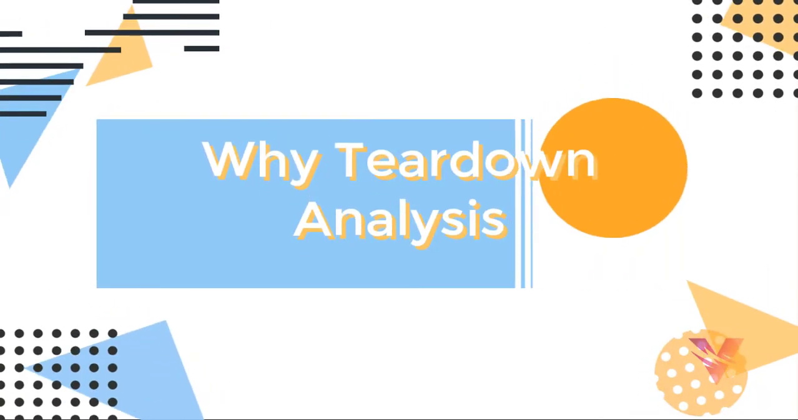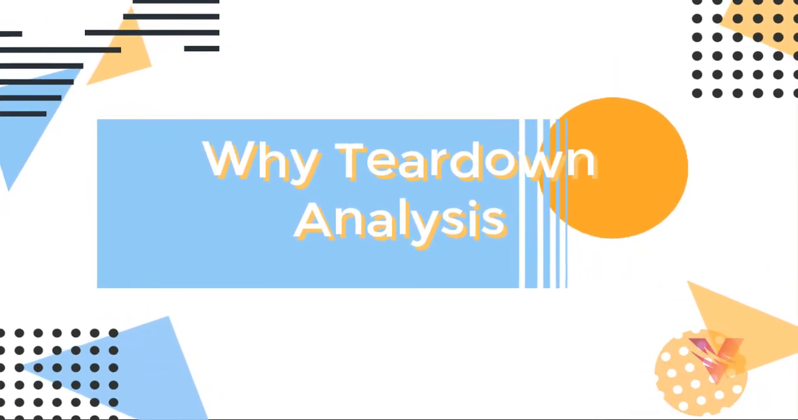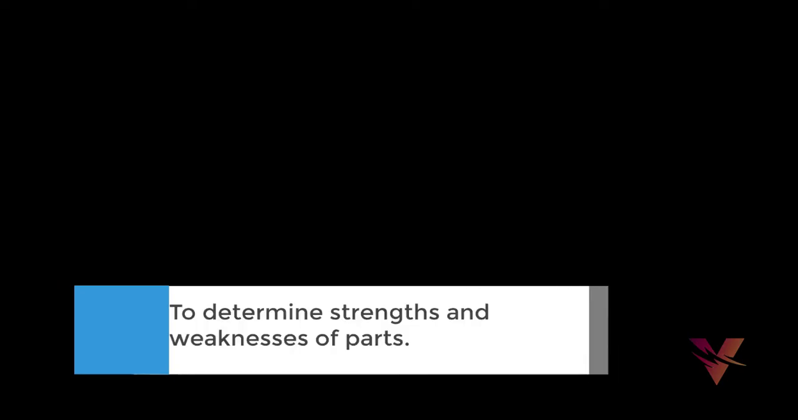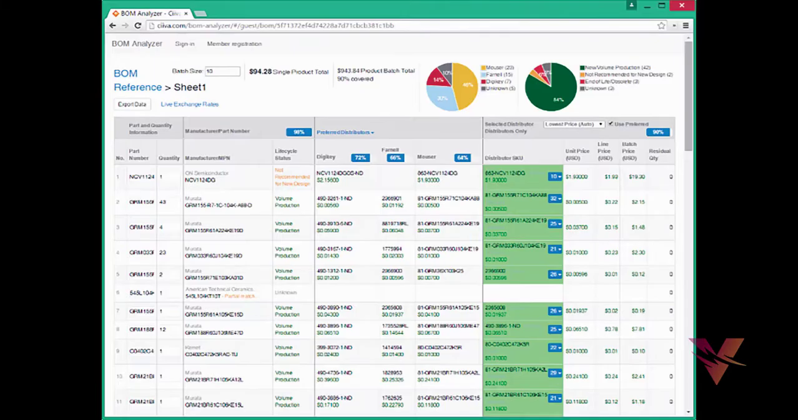So the next question we might ask is, why do we need to perform disassembly or tear down analysis? So the answer for this is to analyze an existing product and determine its components and interrelationships, to determine strength and weakness of parts, to understand how it works, to develop electronic documentation similar to what we have studied about, bill of materials or a flow chart or levels of product assembly.